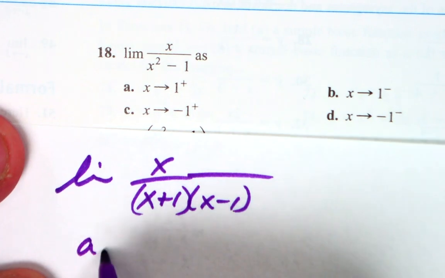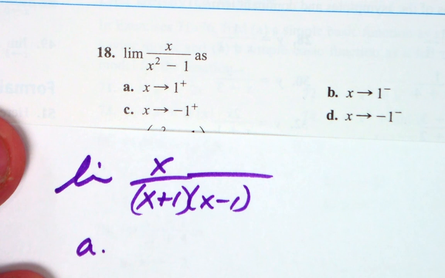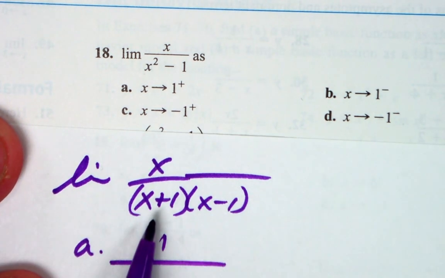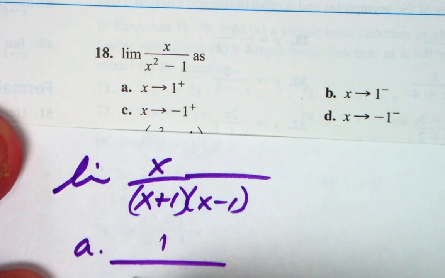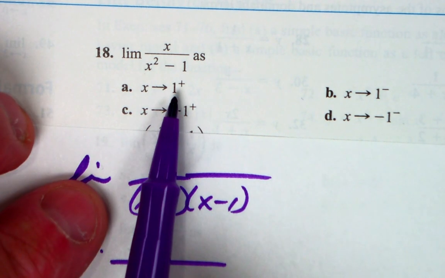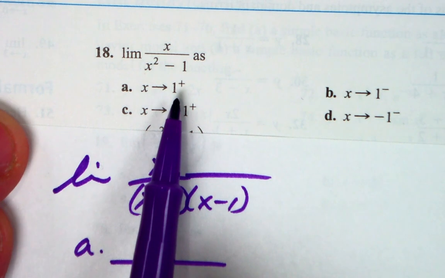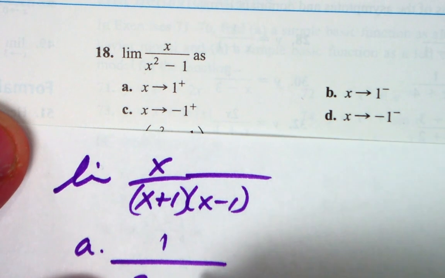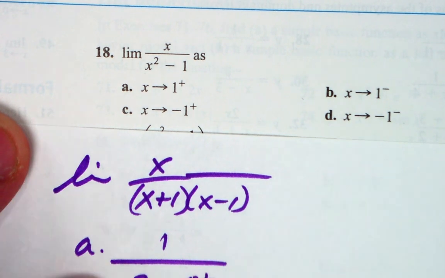So let's do A. What's the top getting closer to? 1. What's this part getting closer to? 2. What's this part getting closer to? 0, but is it positive or negative? Okay, why? Well, from the positive side, this is like 1.01. If I take 1.01 minus 1, this is getting closer to 0 from a positive.